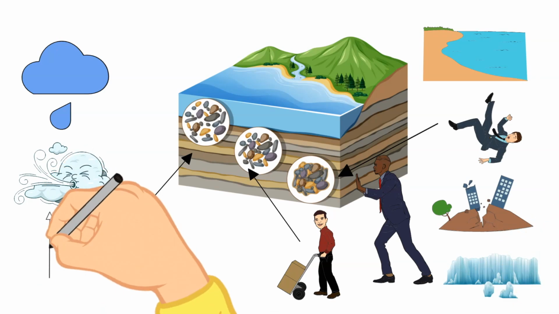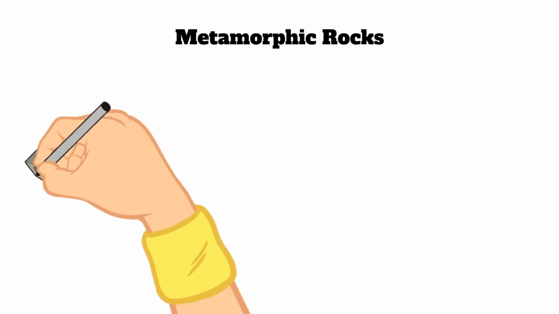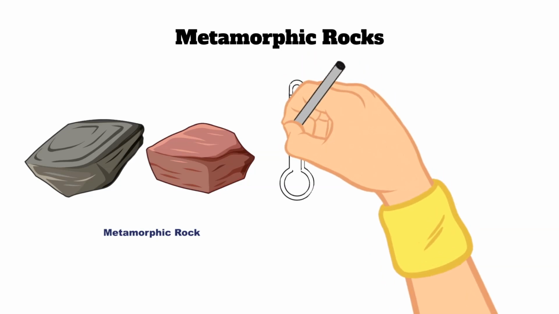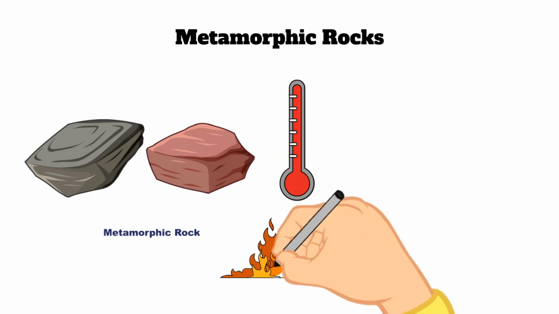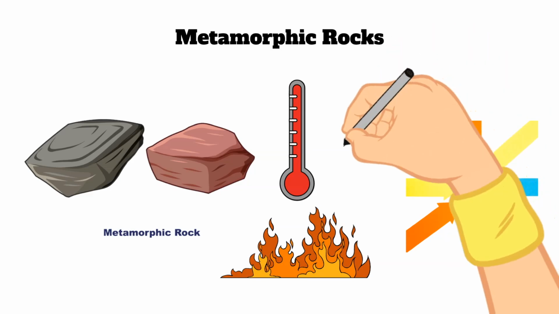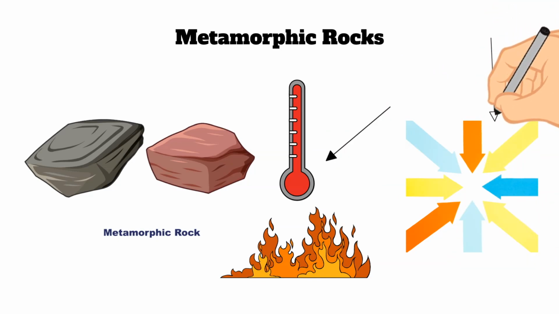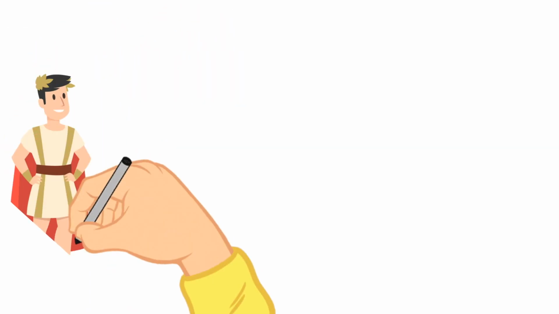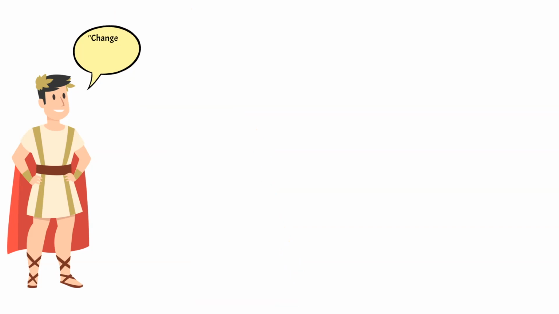Now, let's talk about metamorphic rocks. These metamorphic rocks are formed when other rocks are affected by either great temperatures or great pressures. Now, these rocks do not melt, but what they are made of actually changes and forms these crystal type shapes due to that great temperature and great pressure. The name metamorphic comes from the Greek word meaning change of shape. So it makes sense why these rocks would be called metamorphic rocks.